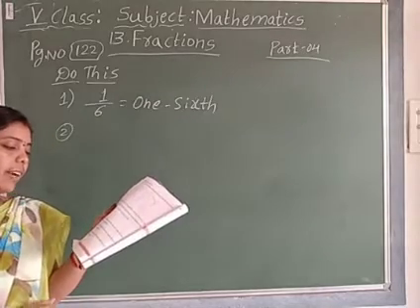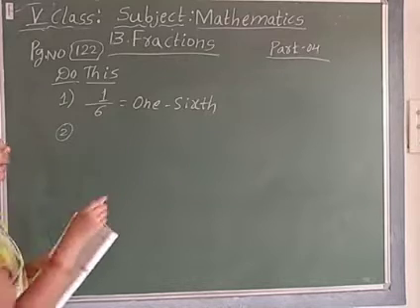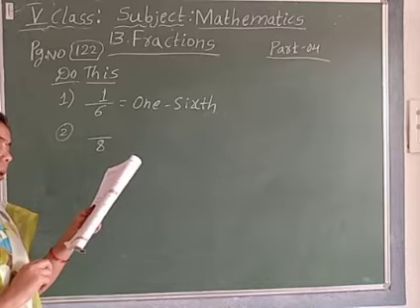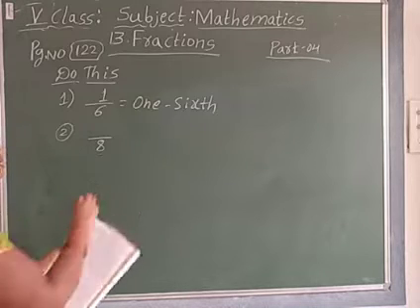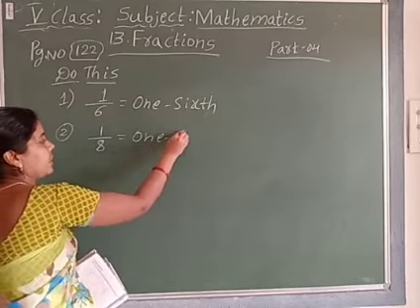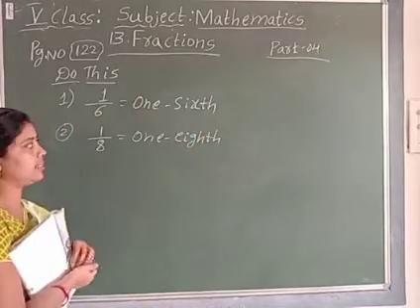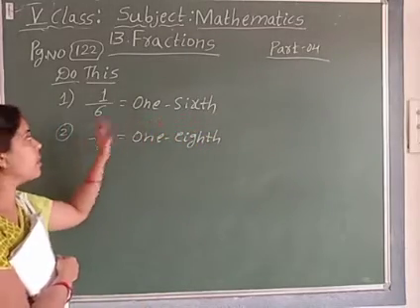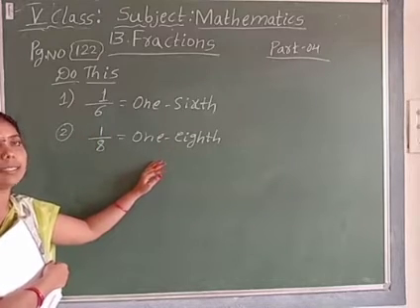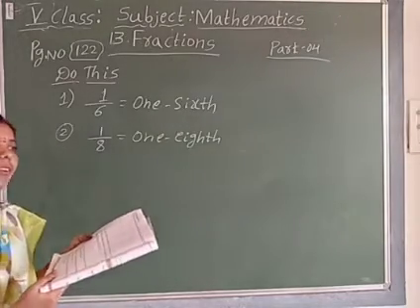Next one. If one roti is divided among 8 people, so one roti is divided for 8 people. Total how many people are there? 8 people. So how much will each person get? One part of 8, which is 1/8. Eighth, not 8, children, eighth. Here also, not 6, sixth. 1/6. 1/8. Whenever we write the fraction in words, write it like this. Okay? Write it down.